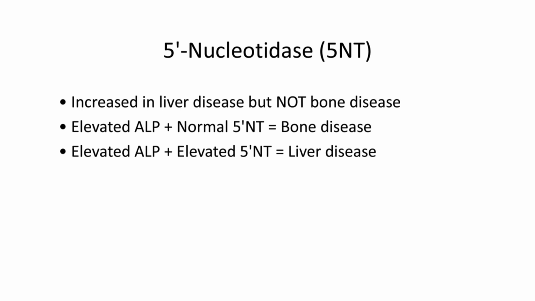Let's continue with 5' nucleotidase, or 5-NT. This enzyme is increased in liver disease but not in bone disease. When alkaline phosphatase is elevated but 5-NT is normal, that points to a bone disorder. However, if both alkaline phosphatase and 5-NT are elevated, it indicates liver disease.